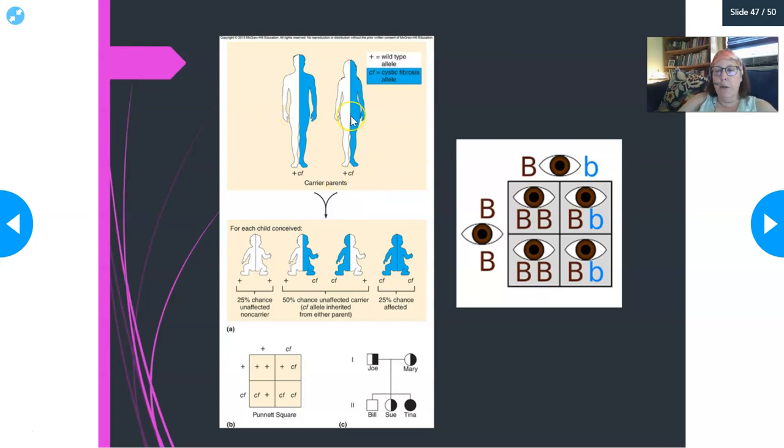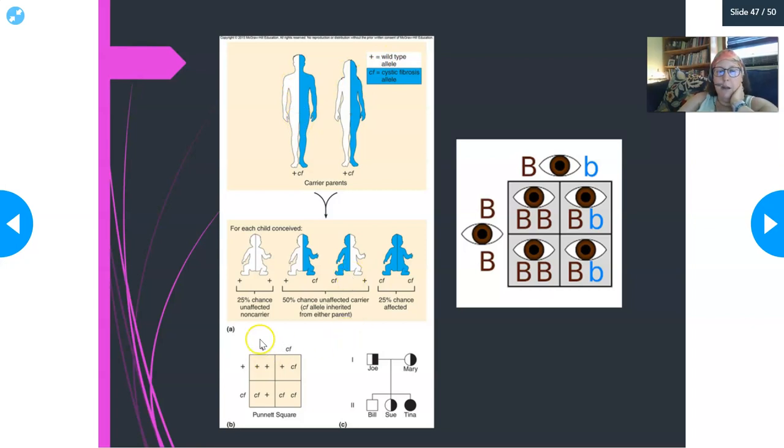So you could have two carrier parents. They don't have any signs or symptoms of cystic fibrosis. They're healthy. They each have in their chromosomes a healthy gene and a cystic fibrosis gene. And so they form a family and start having kids. The probabilities are such that the baby could get healthy from dad and healthy from mom, and the baby will be healthy. Okay, so the healthy is the positive there, and then CF is cystic fibrosis.